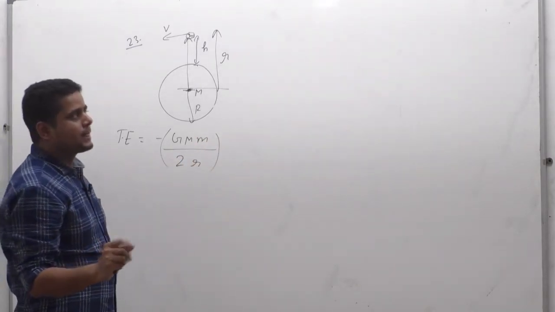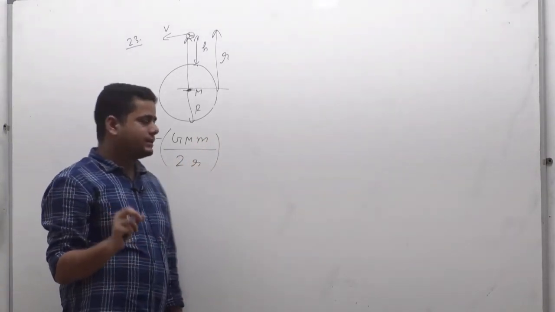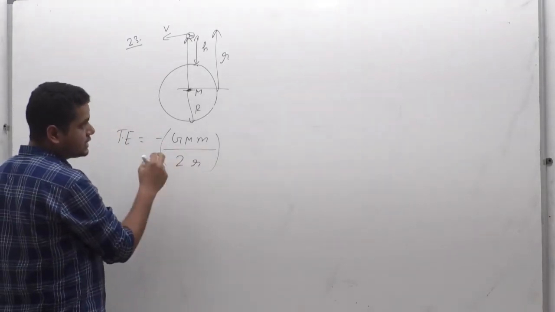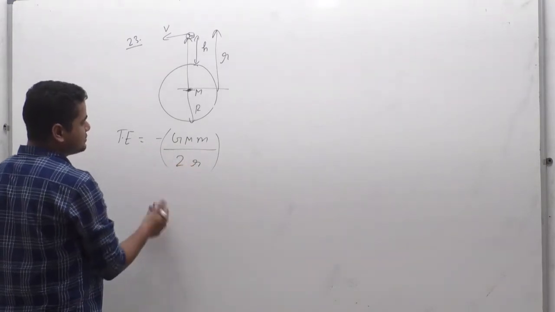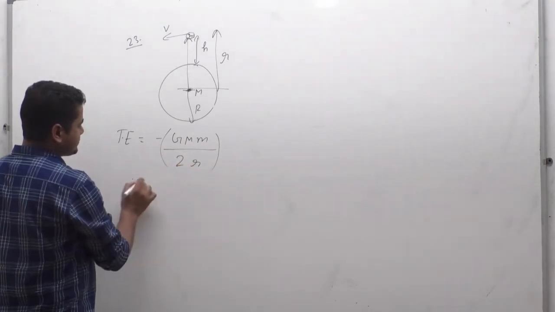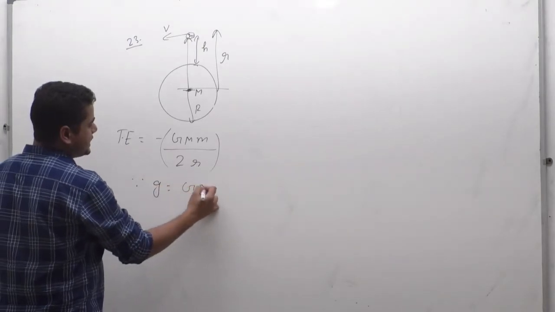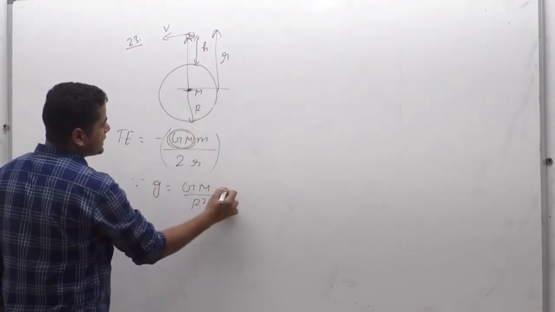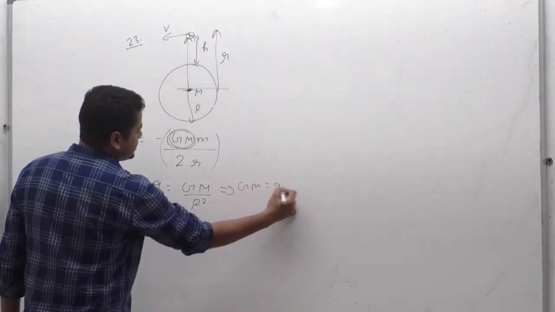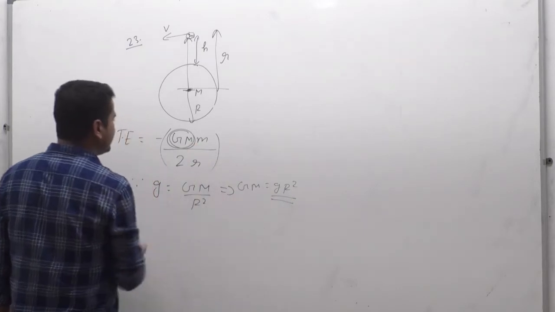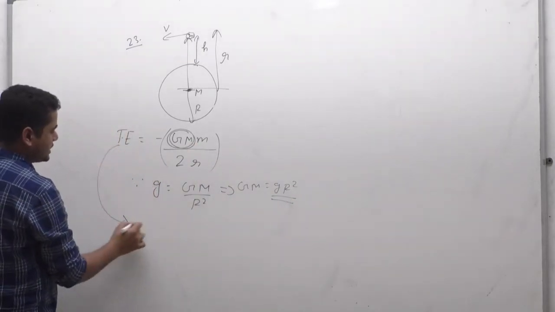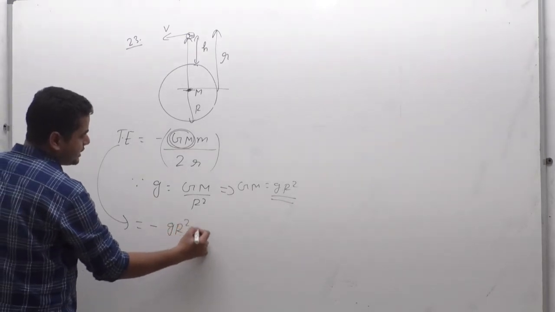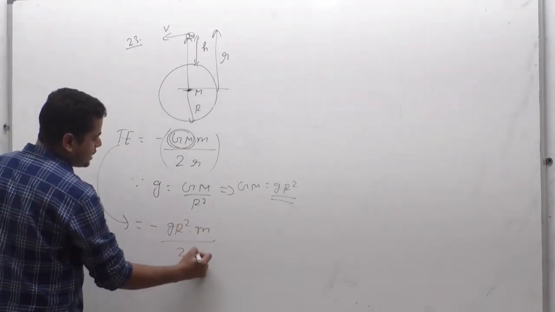Total energy, kinetic energy and potential energy. So potential energy is -GM1M2 upon r, and total energy is -GMm by 2r. Just put the value of this one, and since g equals GM by R square, instead of GM we can write g into R square and put the value in the above expression. So total energy becomes -g into R square into m upon 2r. Now what is r?